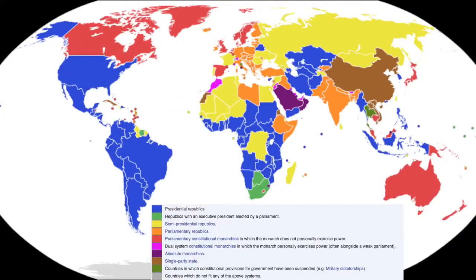You can see from this map just how many countries have been influenced by the American and British forms of government.